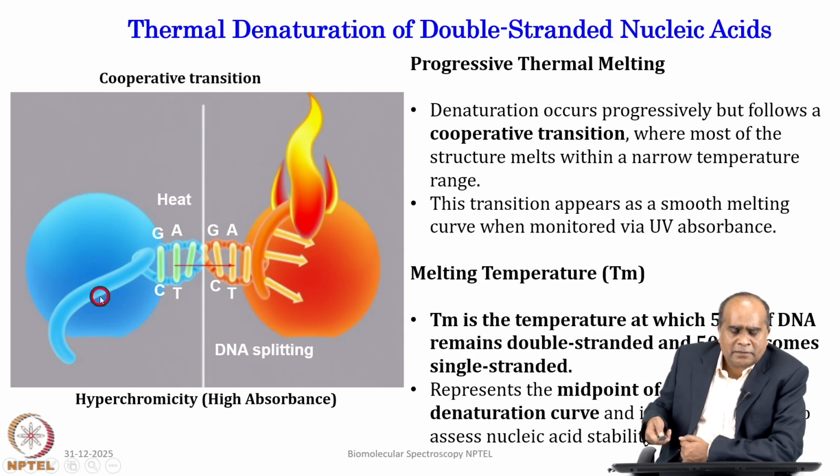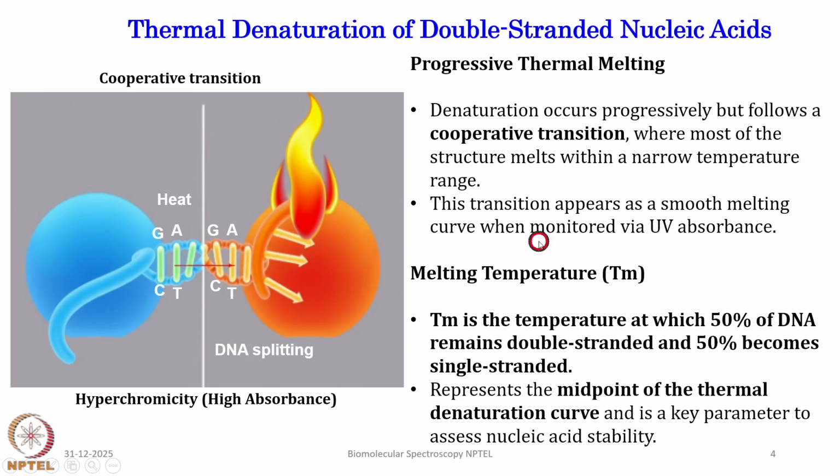So, if you are taking a double stranded DNA and slowly you heat, what happens? Denaturation happens. Denaturation goes progressively, it is a cooperative transition, so we are going to see a sigmoidal curve, and the DNA melts in a narrow temperature range. This transition appears as a smooth melting curve, which can be monitored by simple UV absorbance.